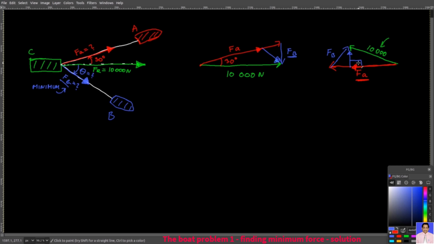And here you would have 90 degrees. And you would agree that this FB, which is vertical, is smaller than the other FB. In fact, you can see visually that that's the case where FB is minimum. If I make FA even smaller, then FB becomes bigger than the vertical case.